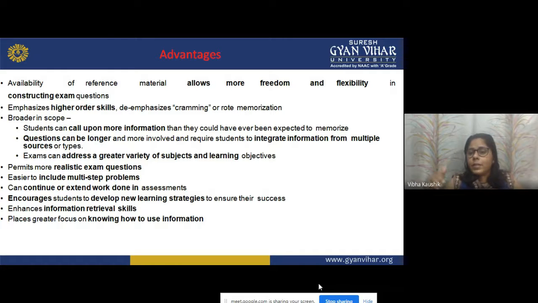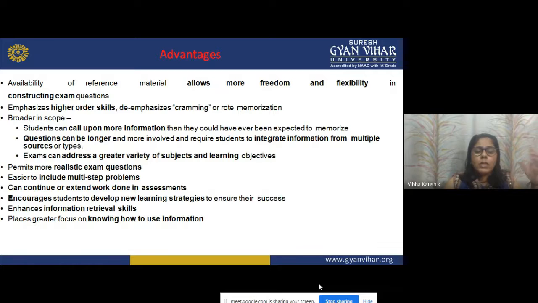Emphasize higher order thinking, de-emphasize cramming or rote memorization. The second and the biggest advantage is that it de-emphasizes cramming or rote memorization by the learner and gives importance to the higher order skills. Broader in scope. The scope of an open book exam is very wide. Students can call upon more information than they could have ever been expected to memorize. It means the student will refer to many textbooks or reference material or resource material.